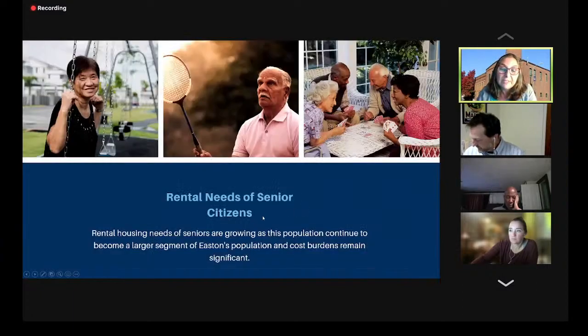The rental needs of senior citizens. Rental housing needs of seniors are growing as seniors continue to become a larger segment of Easton's population, and cost burdens remain significant.